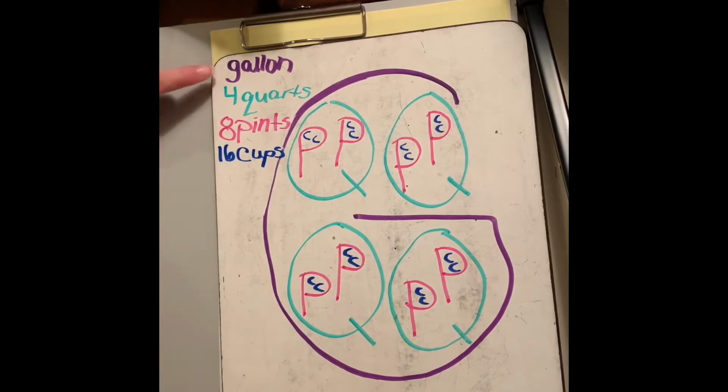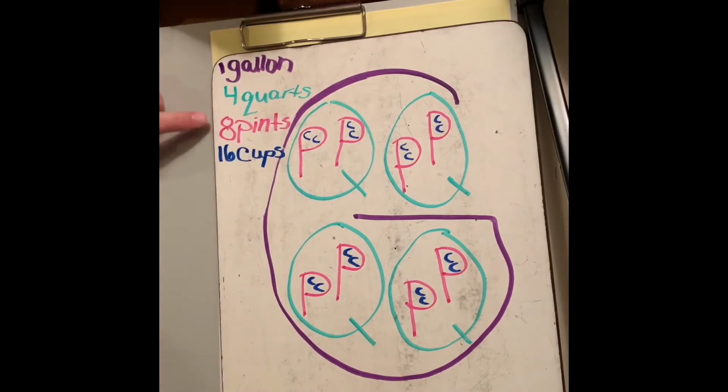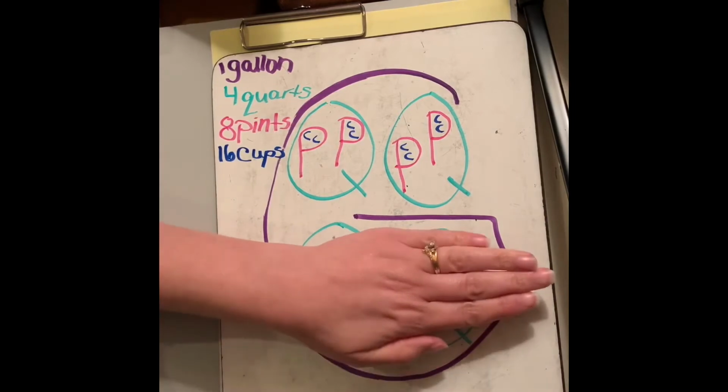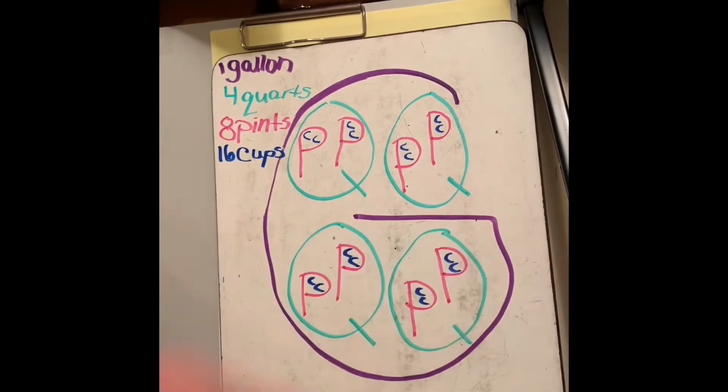So if we find a problem that asks how many quarts in a gallon? 4. How many pints? 8. How many cups? 16. If it asks how many pints are in half a gallon? If there are 8 pints in 1 gallon, then there would be 4 pints, 1, 2, 3, 4, in half of that gallon, or half of the Gallen kingdom.